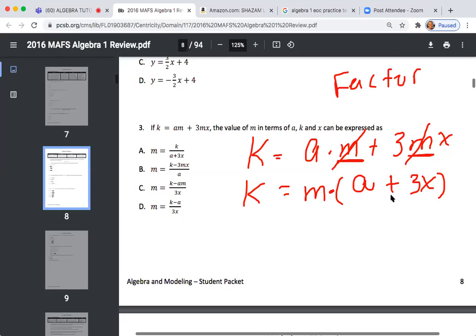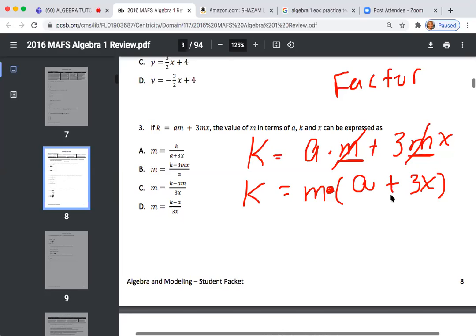You would just start doing a plus 3x, which would equal 3ax. Okay, I think you're going a little too far, Brendan. Because this one is simply asking you to get the m isolated. You want to get the m by itself. So what do you need to get rid of to get the m by itself? You need to get rid of the a plus 3x.